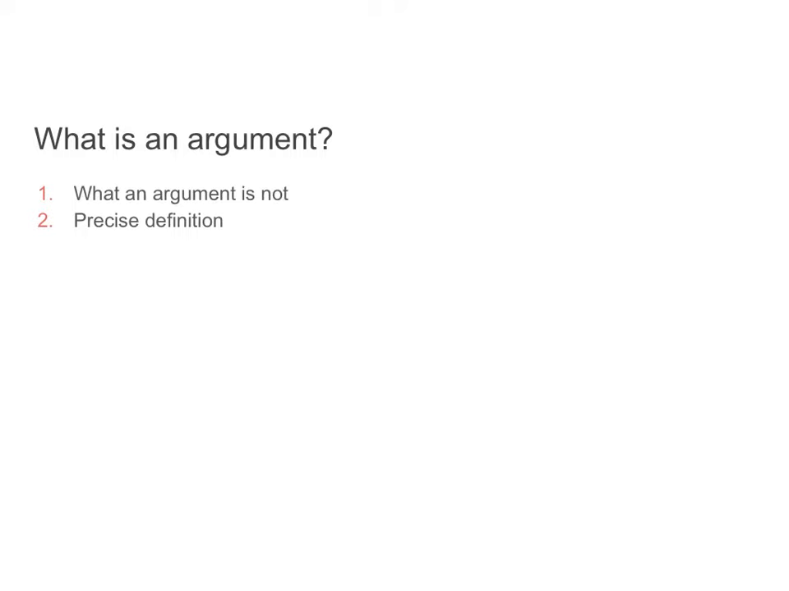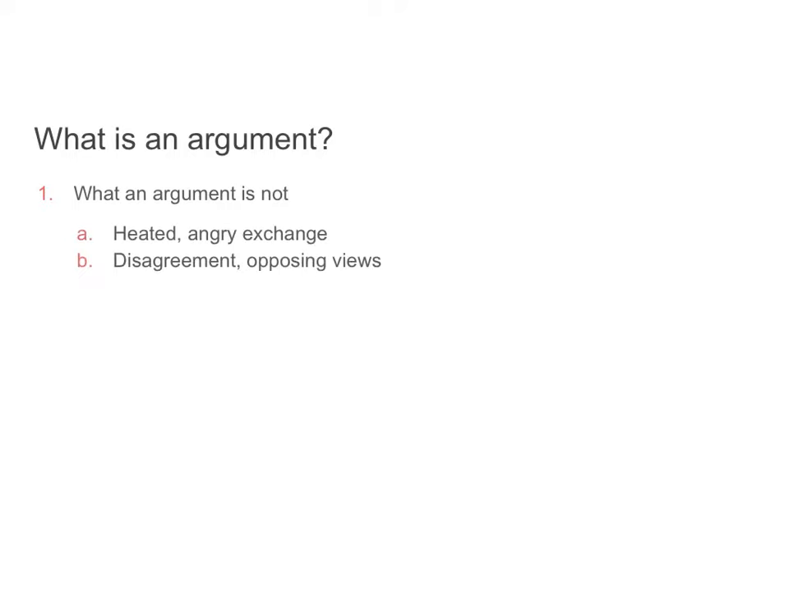So our primary question is, what is an argument? But let's start with what an argument is not, since this is a word that's in our vocabulary. And then we'll move on to the precise definition that we'll be using in this class. What an argument is not is a heated, angry, emotional exchange, and an argument doesn't even need to involve disagreement or opposing views. Our go-to conception of an argument is not the one that we're going to be using in this class. So let's look at our precise definition.